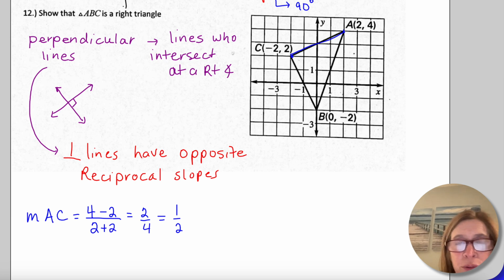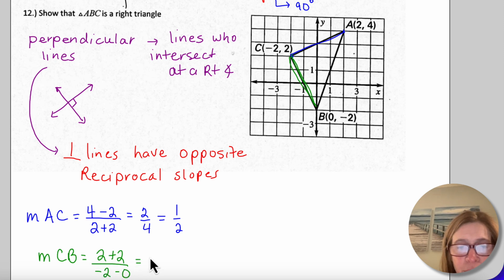So now I'm going to move over and try this one, because this is what appears to be the right angle, right? We don't want to assume, but let's try this line right here. That's line CB, so let's find the slope of line CB. That would be 2 plus 2 all over negative 2 minus 0, which gives me 4 over negative 2, which gives me negative 2.